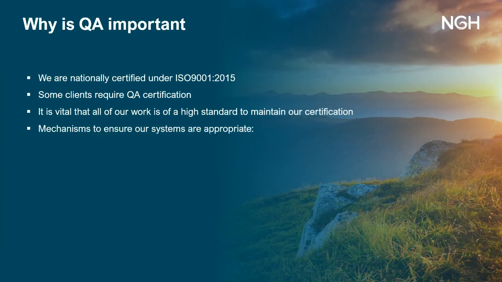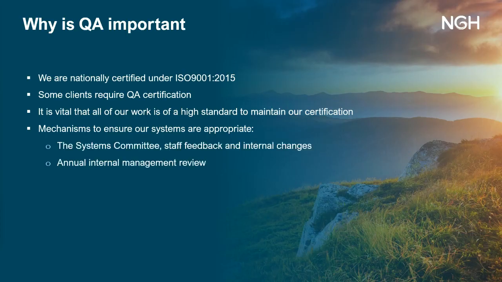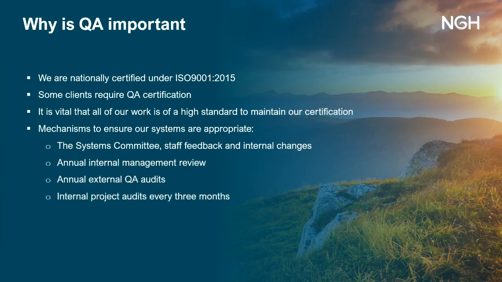NGH has many mechanisms to ensure our systems are undergoing continuous improvement and are appropriate to support the quality of our products, including the Systems Committee, staff and client feedback, annual internal management review, during which we set objectives and targets for the following year and review our systems, annual external QA audit, during which all of our systems are checked by the external auditor, and internal project audits.